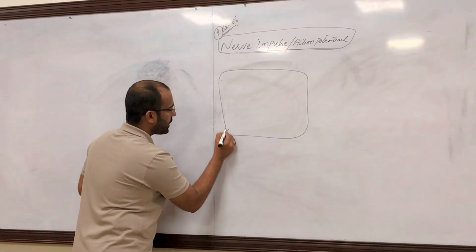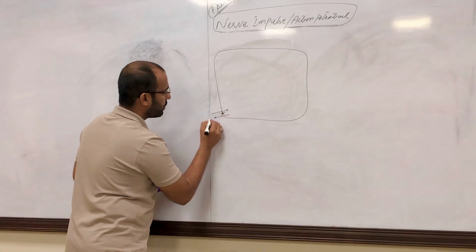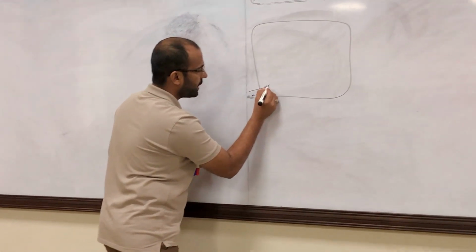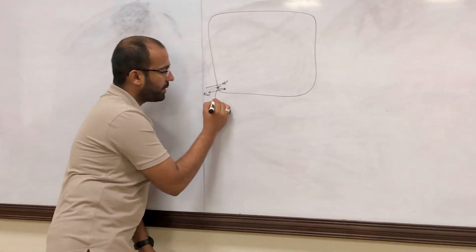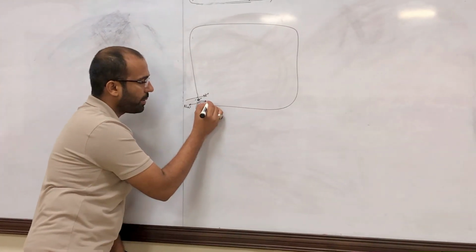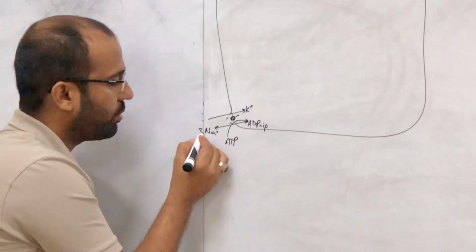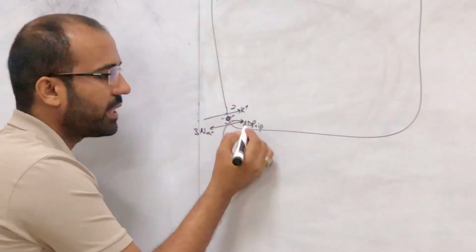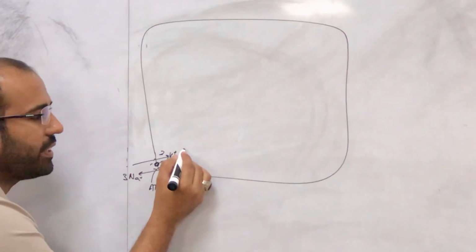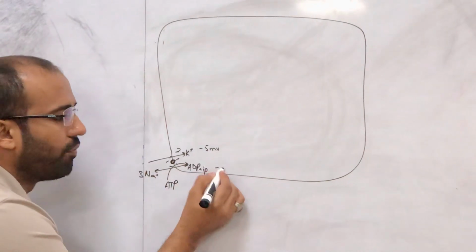This is the sodium potassium pump, which throws sodium out and potassium in using the ATP. You know, this is the electrogenic pump. Using the ATP, it throws 3 sodium out and 2 potassium in, making the cell membrane more electronegative. It's about minus 5 millivolt.